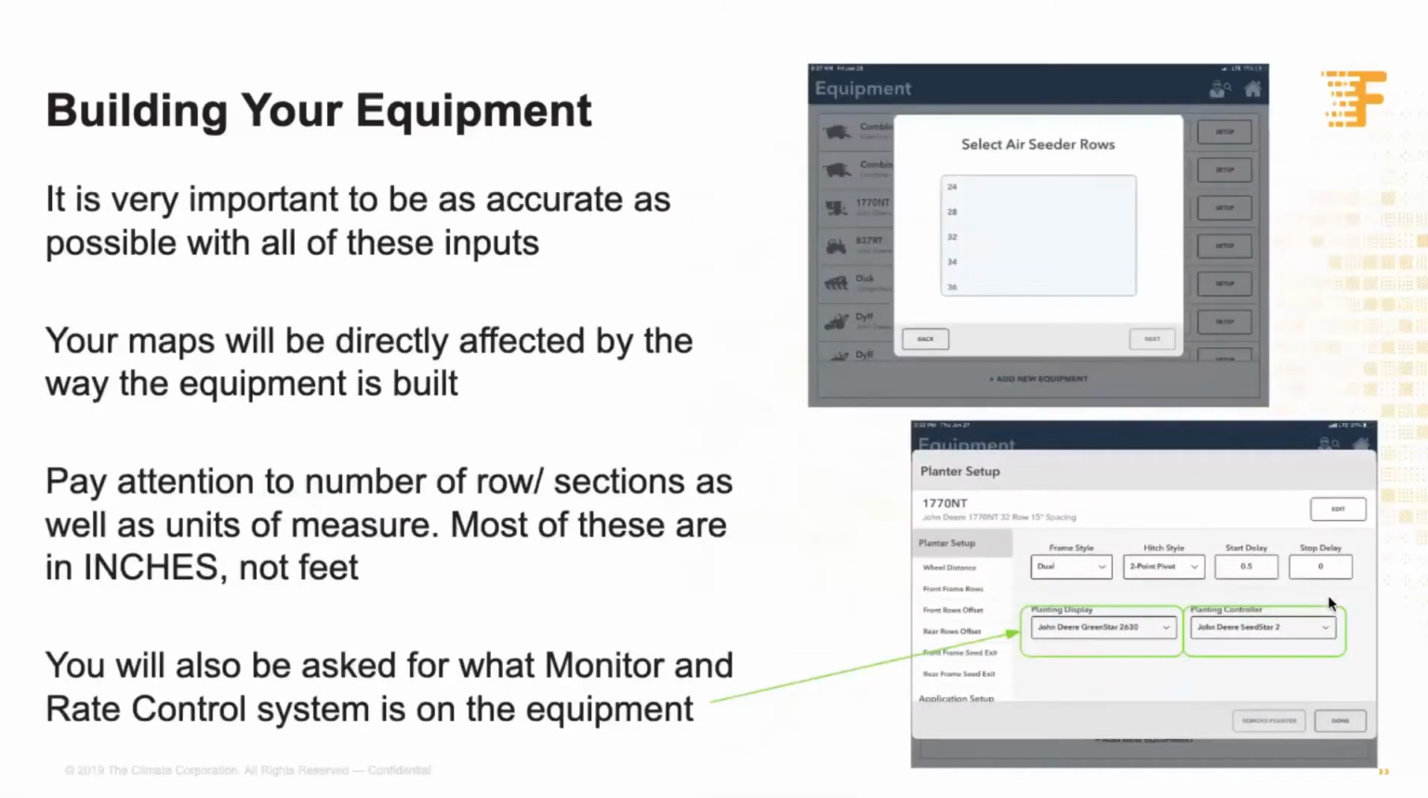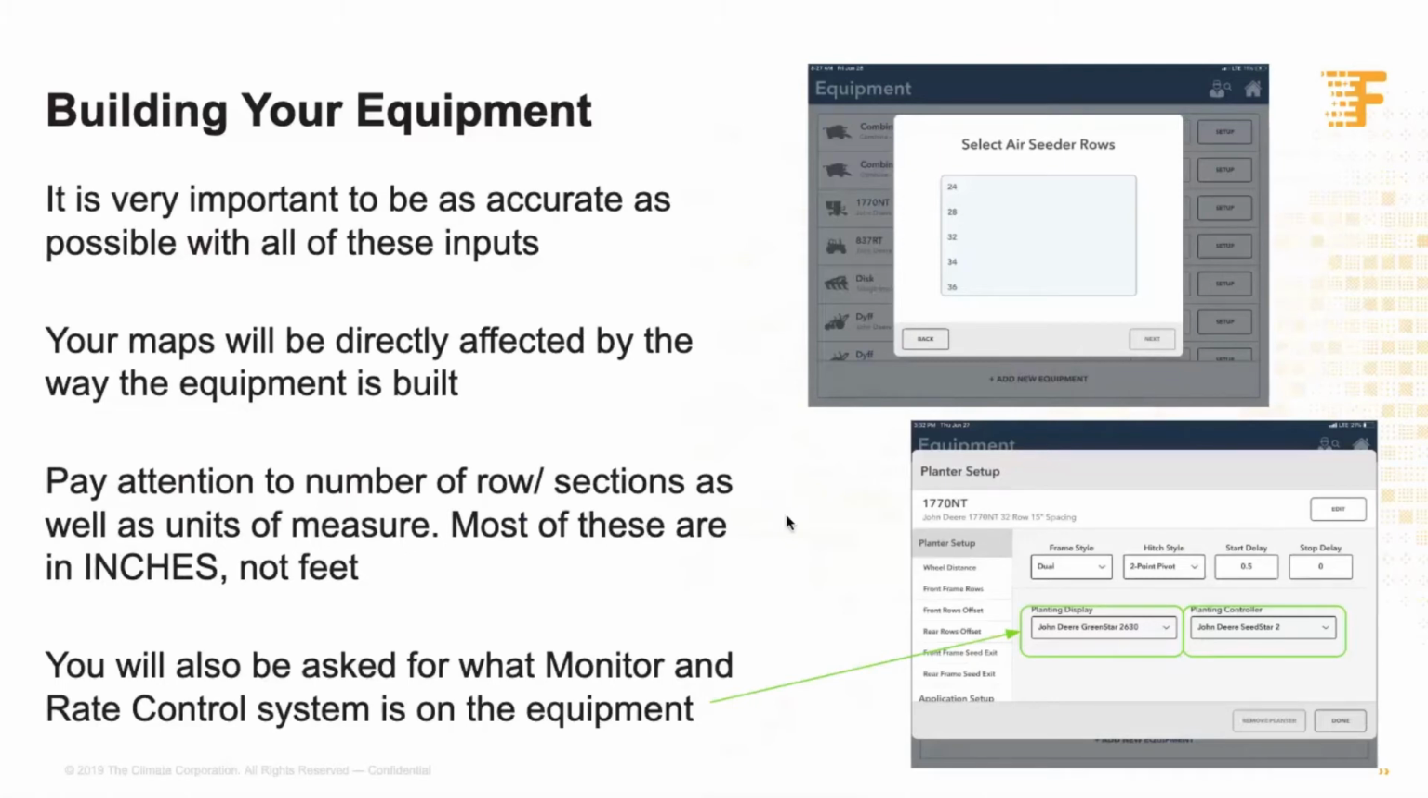So building equipment. It's very important to be as accurate as possible. If you have any questions as you go through building each one of these pieces of equipment and you're not sure of what's the spacing, how many rows do I have, what controller or yield sensor do I have, what's the frame style of my planter, make sure we know those types of things, because that can affect the way that the map builds. And we want quality in all of these types of maps, right?